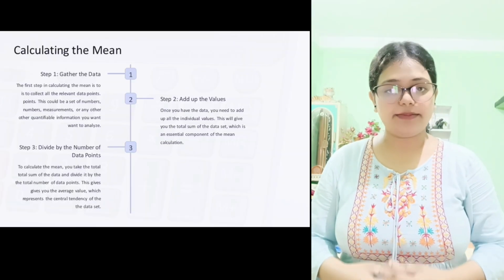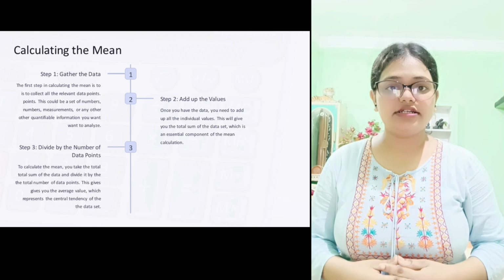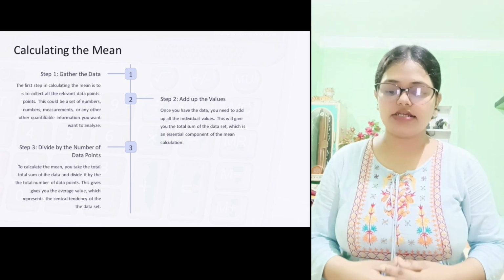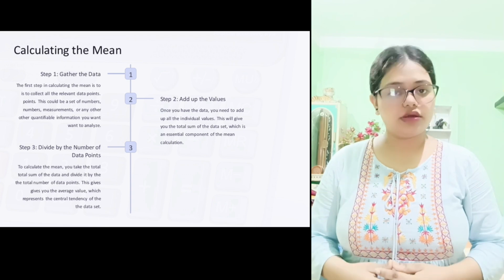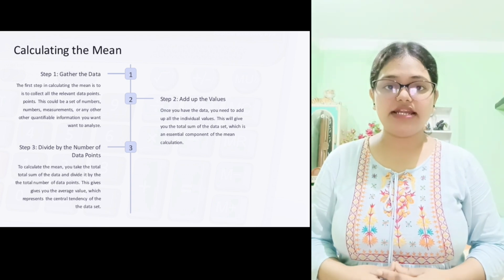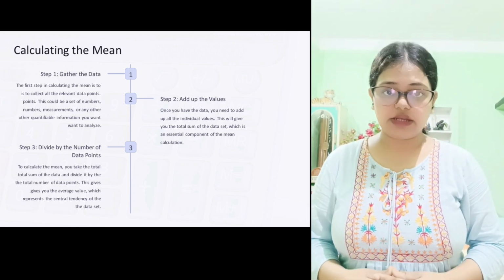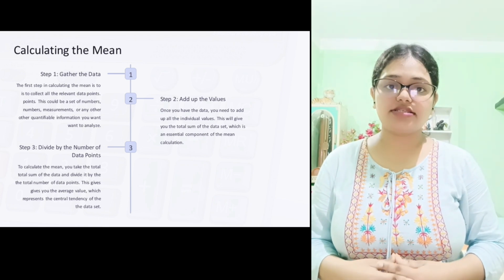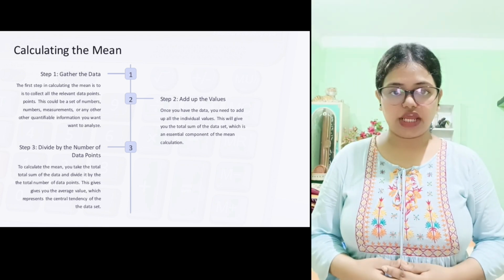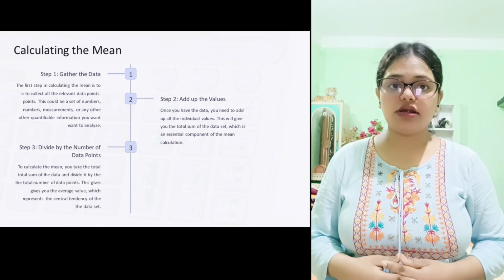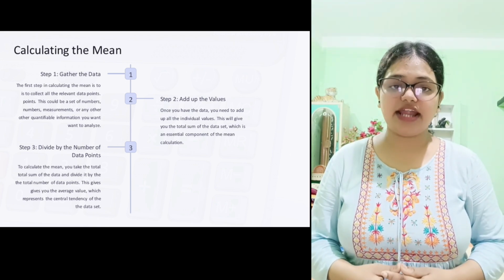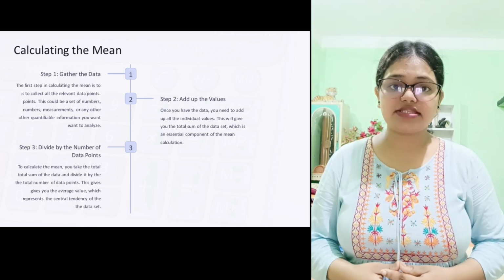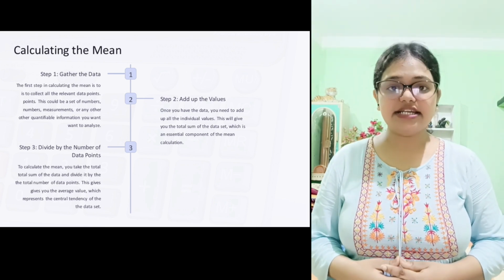Next is calculating the mean. The first step is to gather the data. Collect all the numbers and measurements or any other information you want to analyze. Step 2. After you have the data, add all the individual values in the dataset, which is an essential component of the mean calculation. Step 3. To calculate the mean, take the total sum of the data and divide it by the total number of data points, and the result is the average value which represents the central tendency of the dataset.